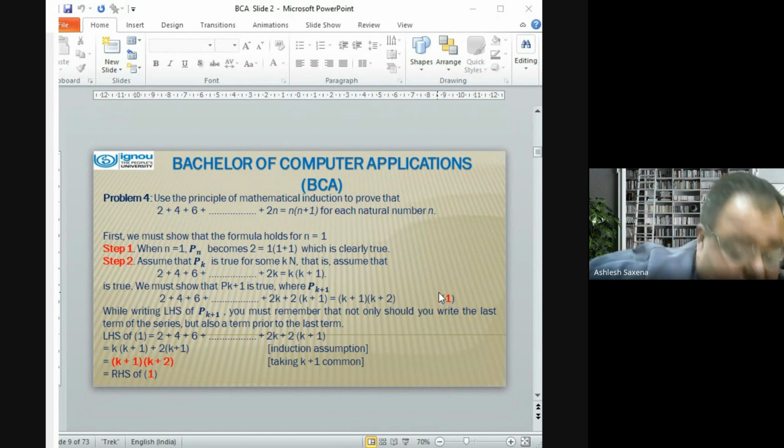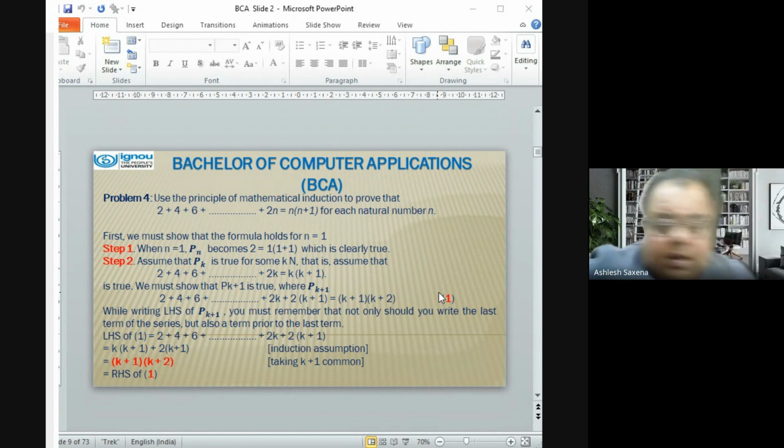Now what are we supposed to do? Pick this much: 2 plus 4 plus 6 up to 2k plus 2 into k plus 1. Pick this, write it over here. Now, in the previous step, you can see that you have the value of this part. The value of this part is k into k plus 1. Put over here k into k plus 1 plus 2k plus 1. Open it and club it.